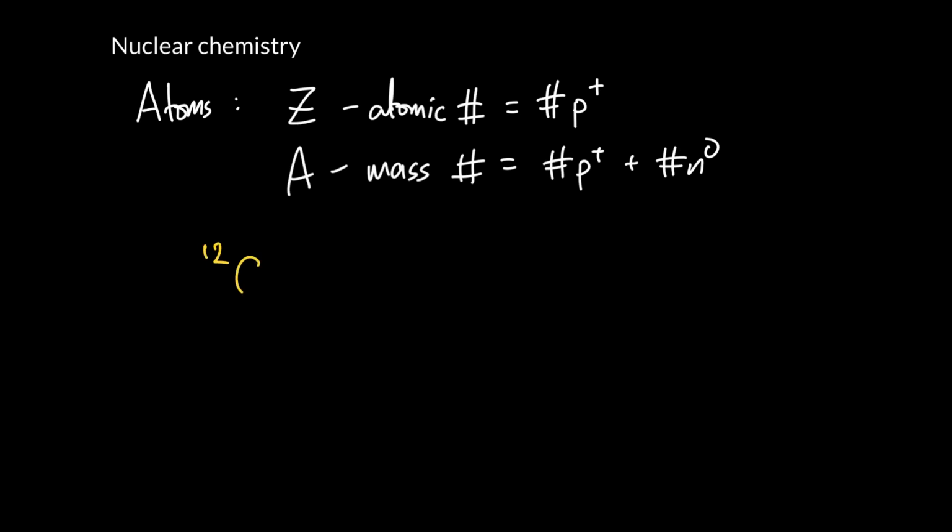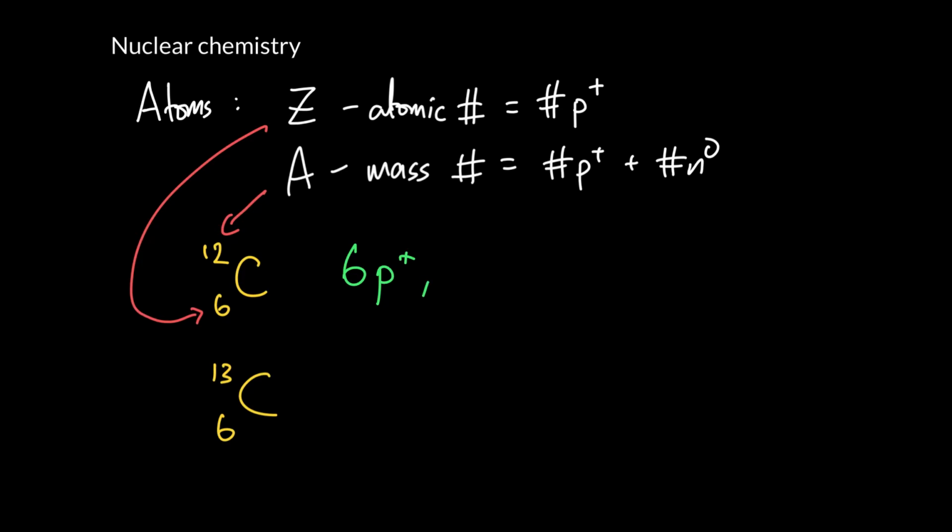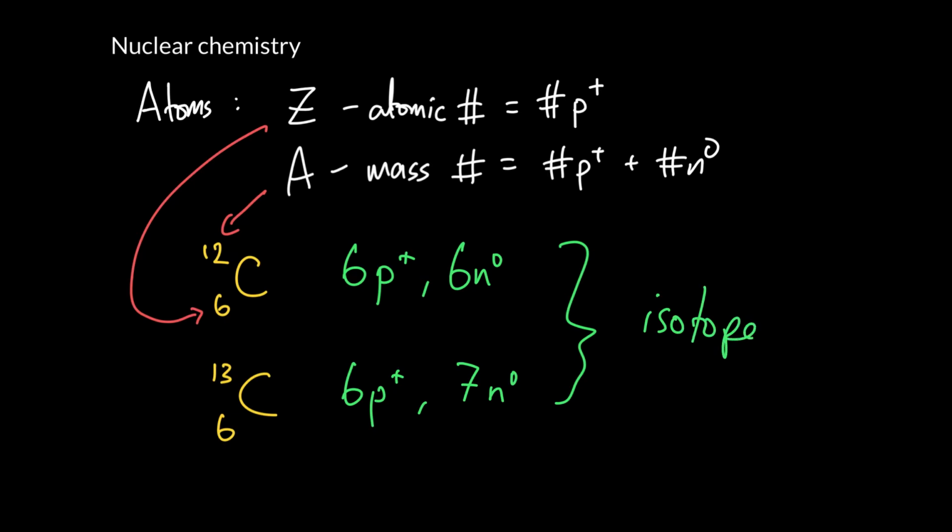So for instance, if we look at carbon, carbon exists in a couple of different forms. We've got carbon-12 and we've got carbon-13. The number up top is the mass number, so that is A. And the number down below is the atomic number, so that is Z. So in this carbon atom here, we've got 6 protons. And in order to have a mass number of 12, we must have 6 neutrons, because 6 and 6 make 12. And if we look at the atom down below, we can see that this has 6 protons as well. Otherwise, it wouldn't be carbon. But it must have 7 neutrons in order for 6 and 7 to add up to 13. And so remember that these are isotopes of the carbon element.